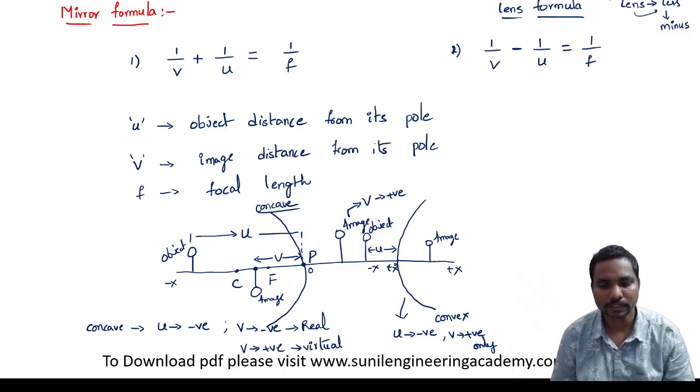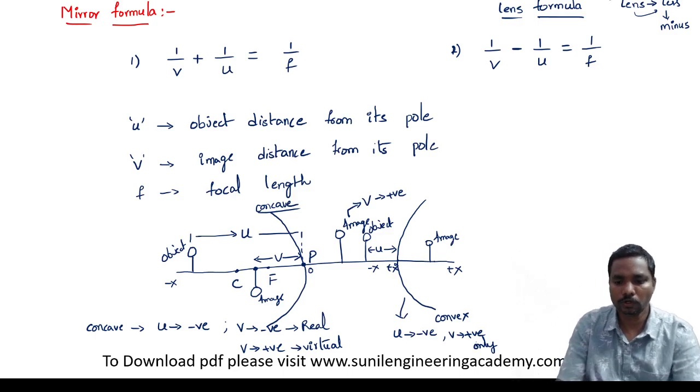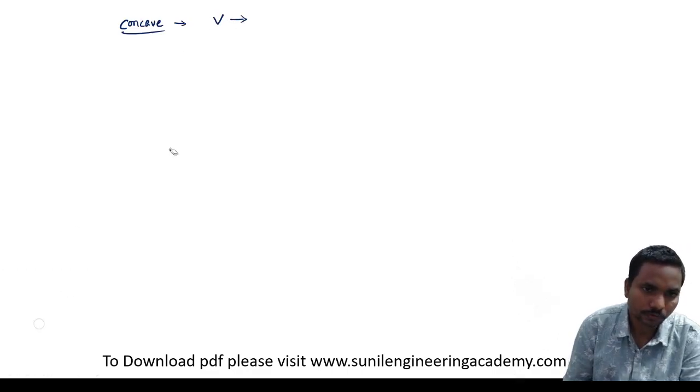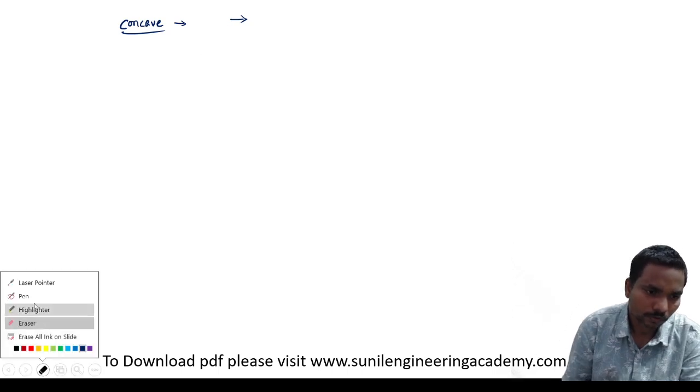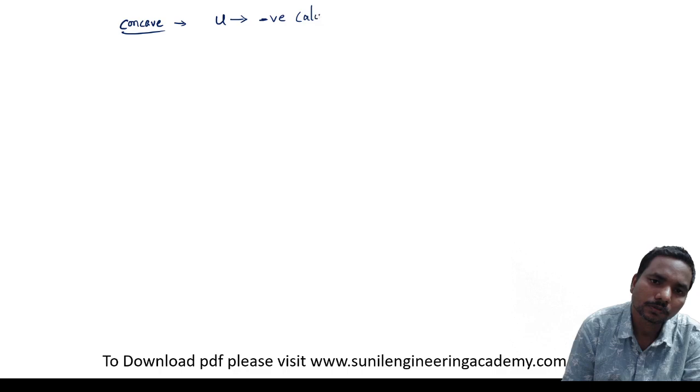V is always positive. So you can note down, for concave, let us take first of all U. Generally we may place it on the negative x-axis, so it is always negative. V may be positive or negative.